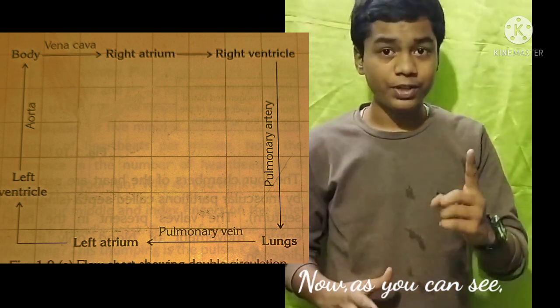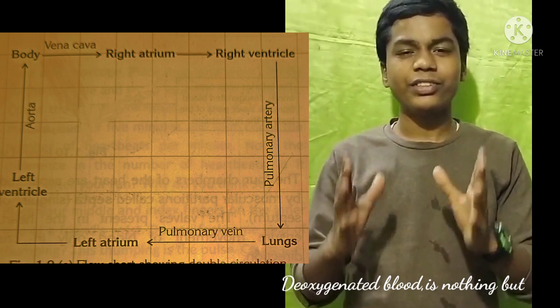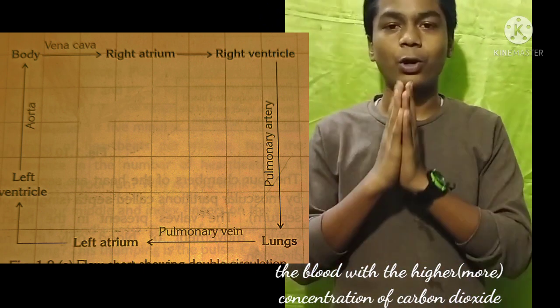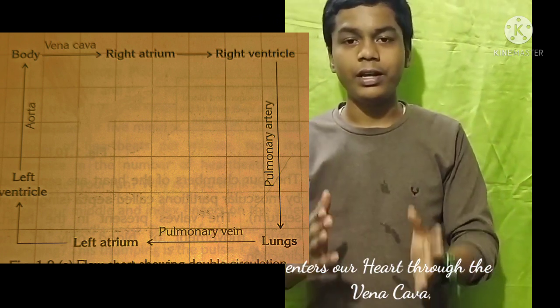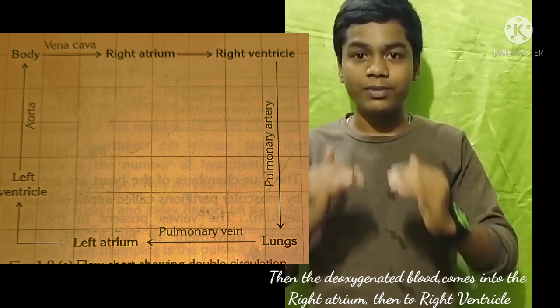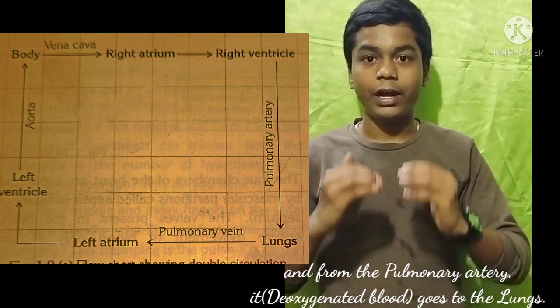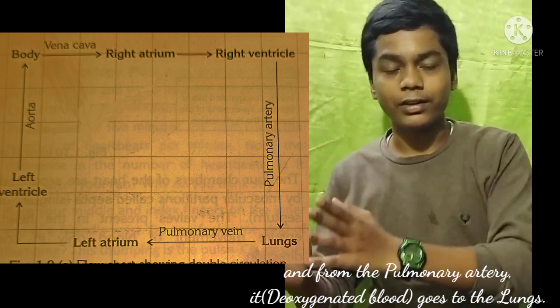Now as you can see, first the deoxygenated blood from the body. Deoxygenated blood is nothing but the blood with the higher concentration of carbon dioxide. It enters our heart through the vena cava. Then the deoxygenated blood comes into the right atrium, then to the right ventricle, and from the pulmonary artery it goes to the lungs.